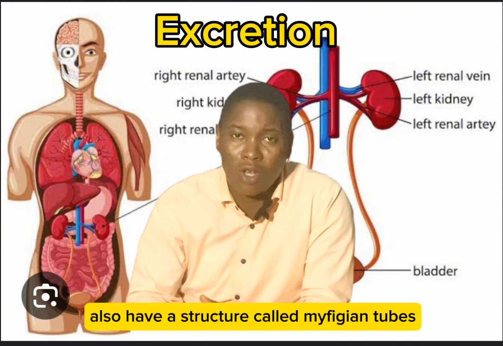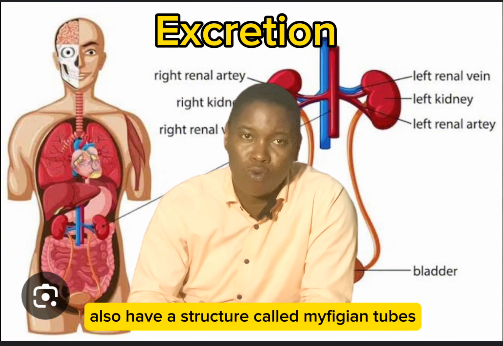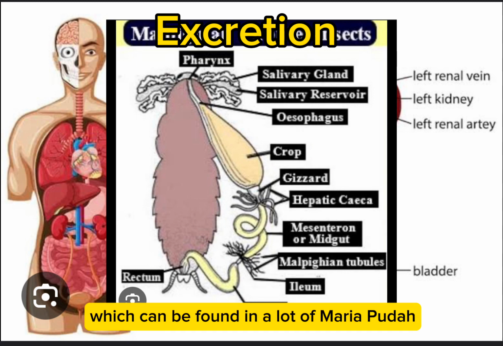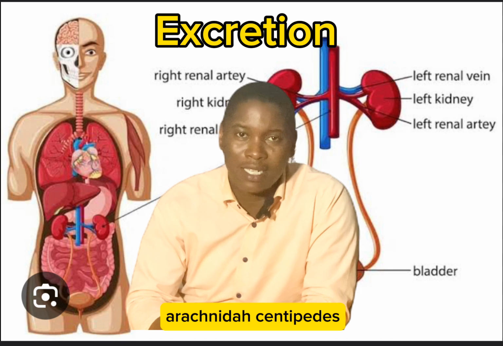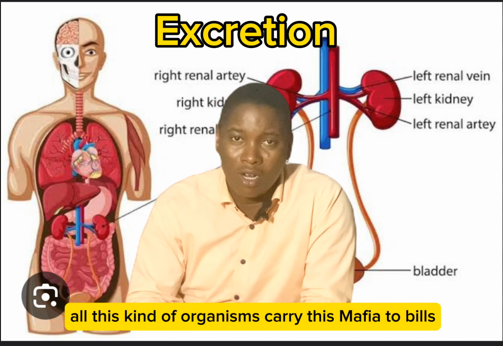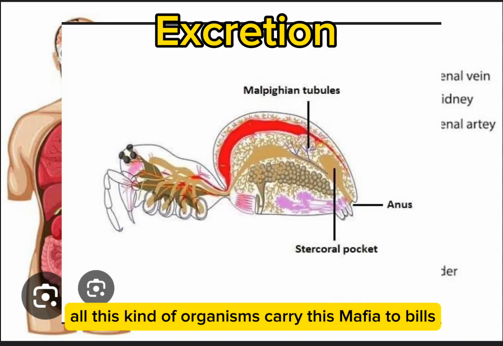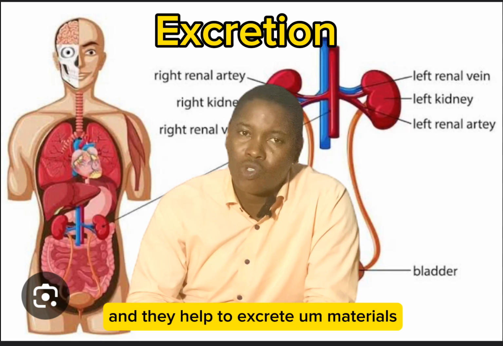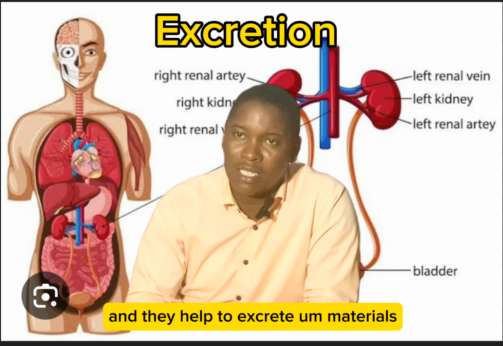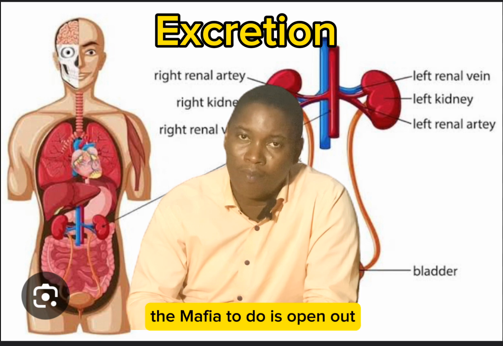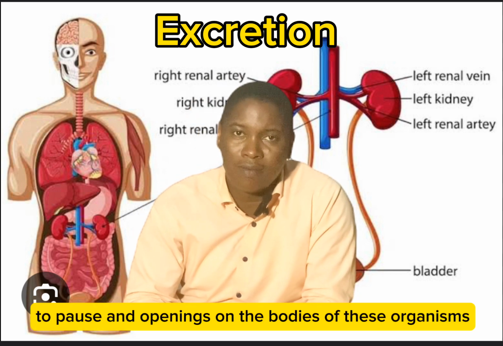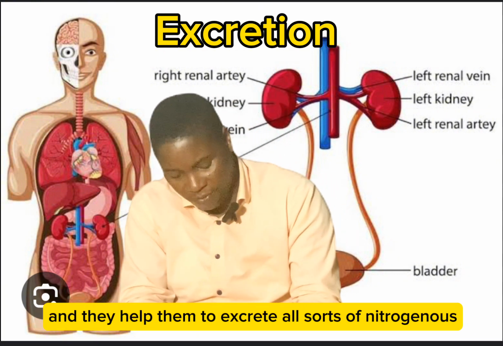Now, apart from nephridia, we also have a structure called Malpighian tubules. Malpighian tubules are another excretory structure which can be found in a lot of myriapoda, arachnida, centipedes, millipedes. All these kinds of organisms carry these Malpighian tubules, and they are important. Insects also carry Malpighian tubules, and they help to excrete materials. The Malpighian tubules open out to pores and openings on the bodies of these organisms, and they help them to excrete all sorts of nitrogenous waste.